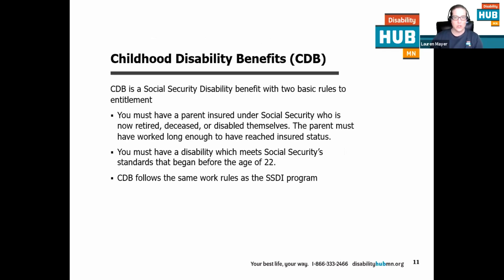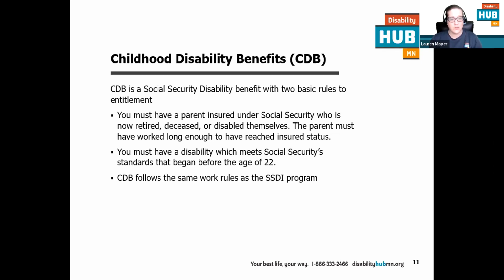Again, another Title II benefit. This is under the same umbrella of SSDI, but it's called Childhood Disability Benefits, or CDB. Again, formerly it was called Disabled Adult Child, or DAC. So every once in a while you'll see it referred to as that as well. But that is a benefit that's very similar to SSDI, but instead of you being insured under Social Security, you have to have a parent who's insured under Social Security. And that parent has to either now be retired, deceased, or disabled themselves. And so then at that point you would be drawing off your parent record.